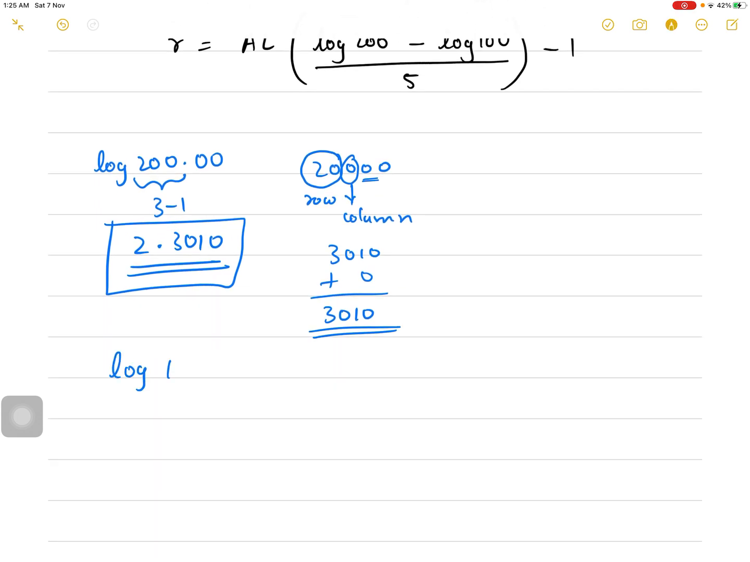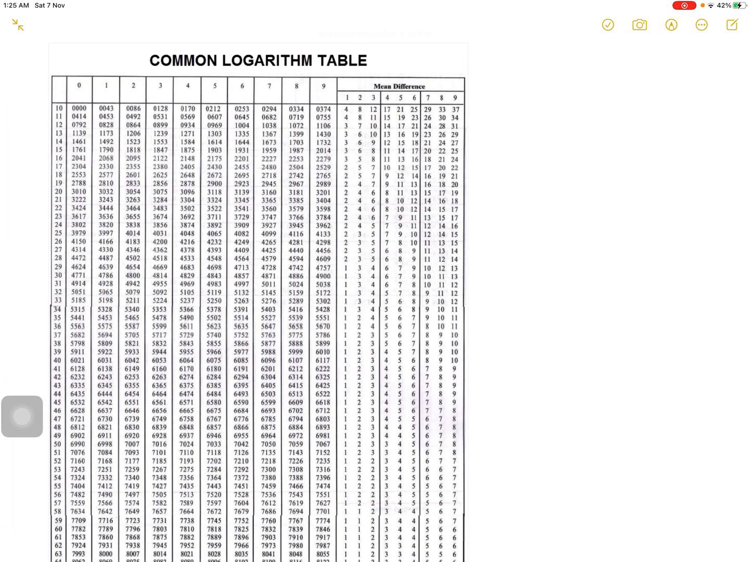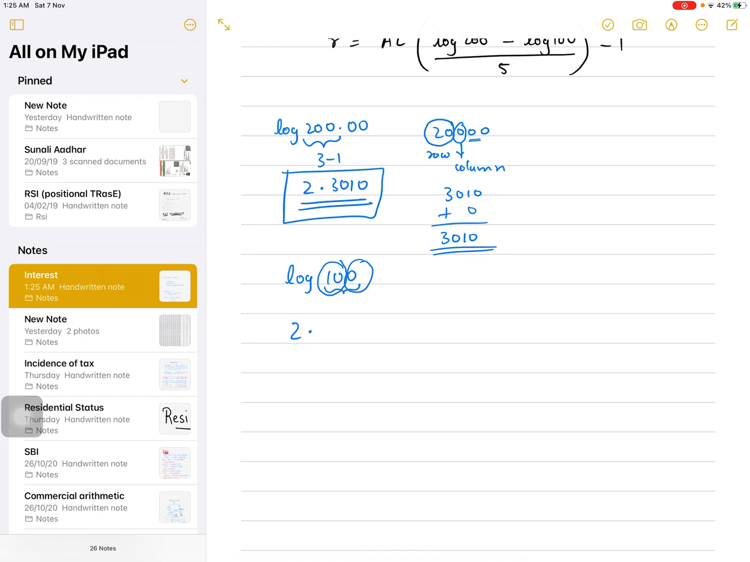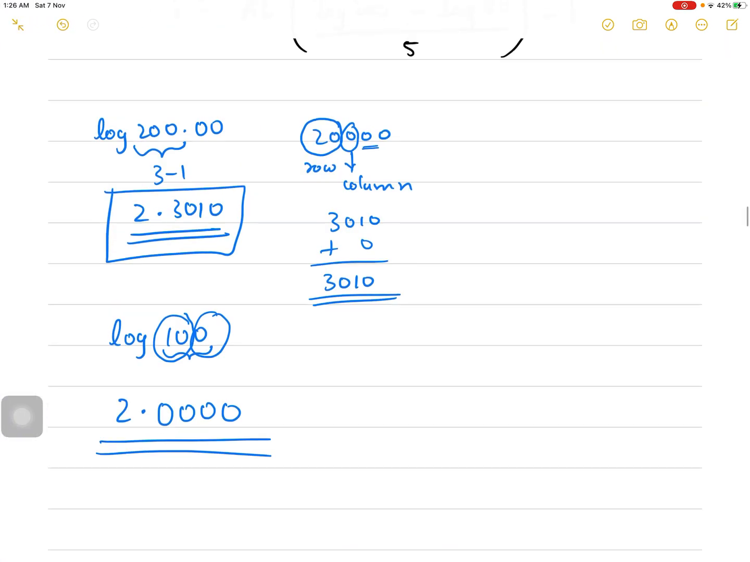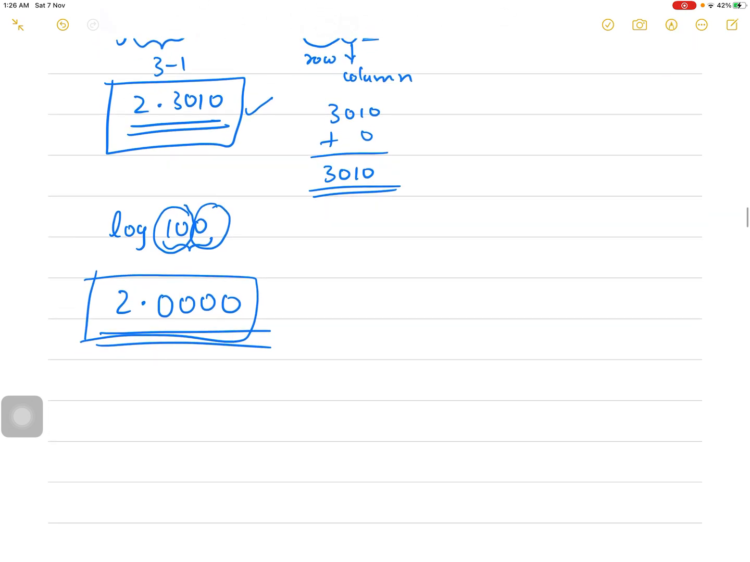Okay, now let's find log of 100. Again, log of 100 means there are 3 digits before the decimal point. So 3 minus 1, I'll get 2 point something, correct? So let's see the 10th row, 0th column. It is 0000, right? And the mean difference of 0 is 0 only. So log of 100 is 2.0000, that means 2, correct? I have found log of 200, which is 2.3010, and log of 100 is 2.